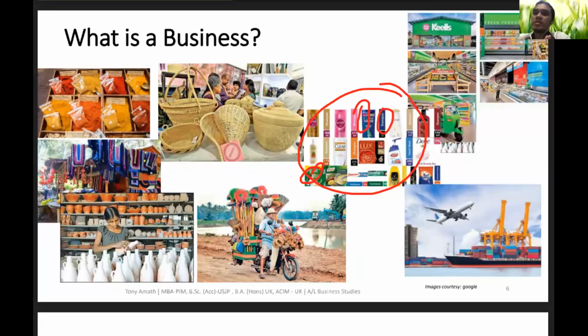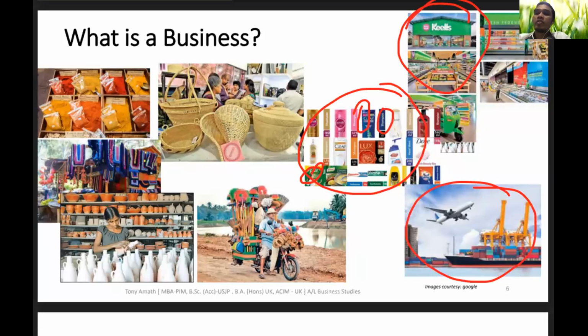So are they doing a business? Yes. So on this corner, you can find Keells Super. Are they into business? Are they manufacturing? No. But still they are in a business, right? Does Keells produce their own goods? No. Right? So here, are they doing a business? Here, now, there is no product. People are traveling. Or there are ships.